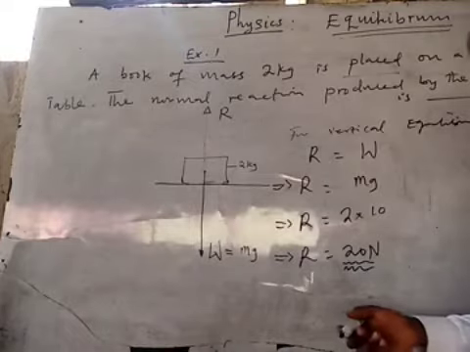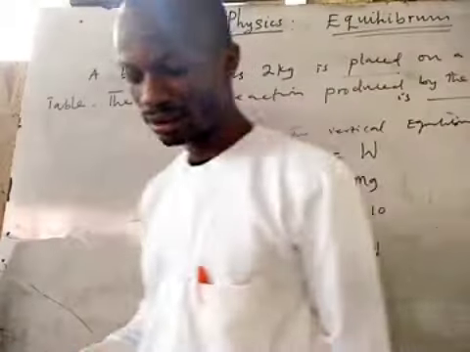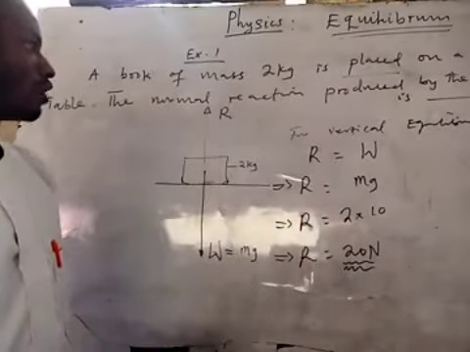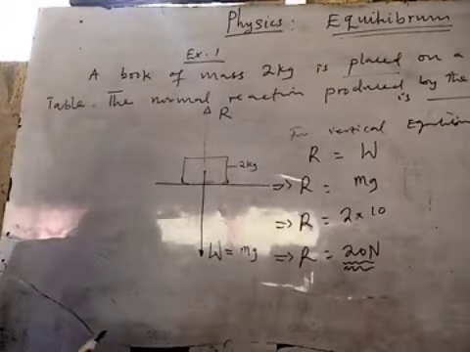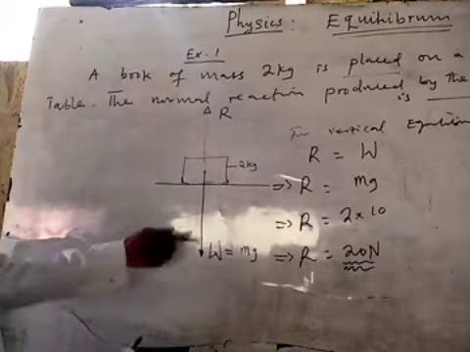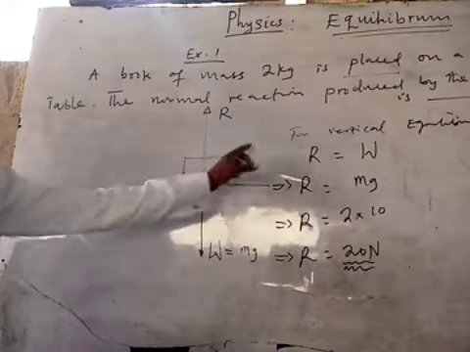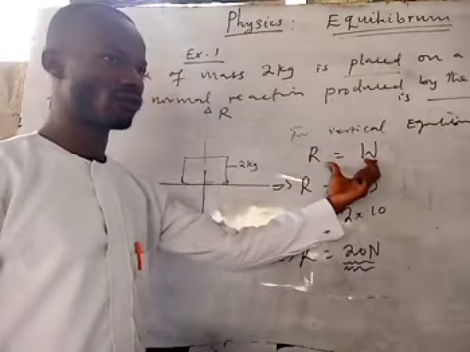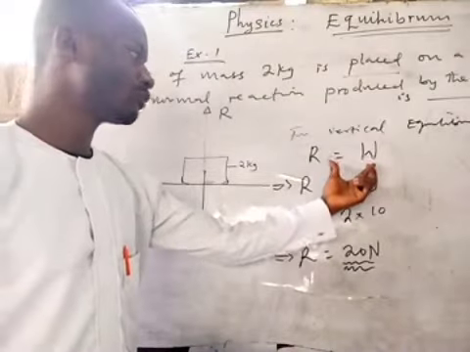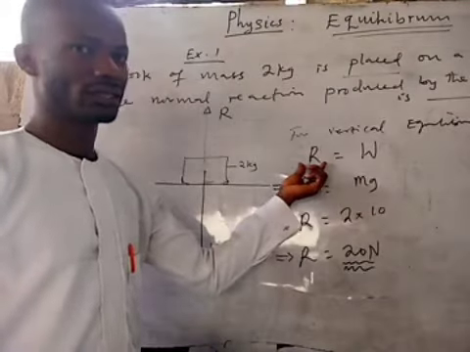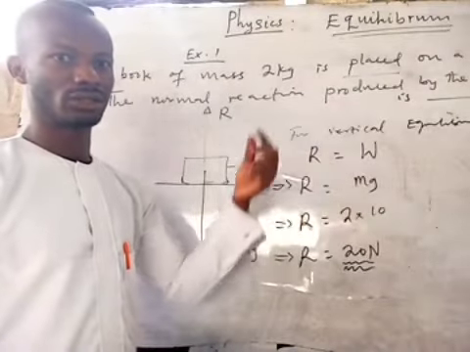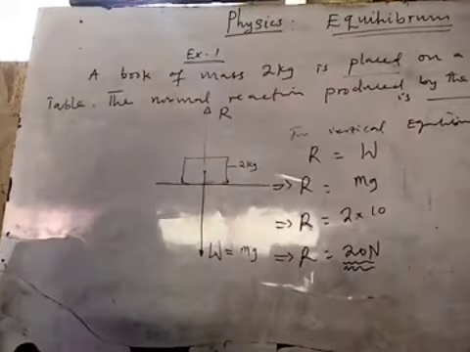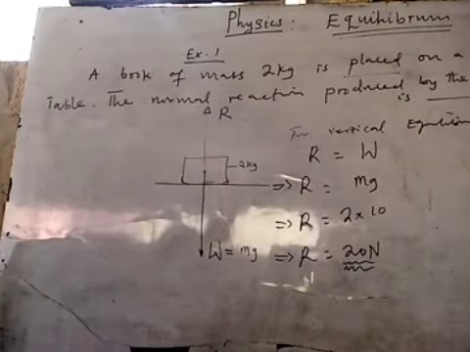As simple as ABC. So this is how questions that we may be asked would look like. Some of these questions just require us to use the condition. So what we used there was the condition for equilibrium. The condition for equilibrium helped us to calculate the normal reaction that will be produced by the surface of the table.